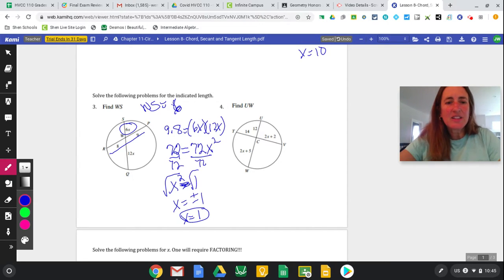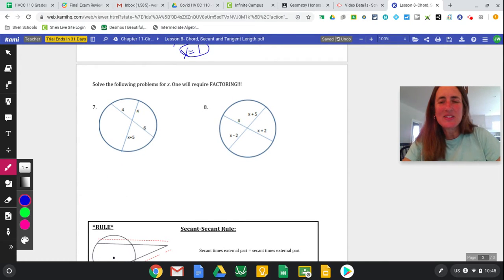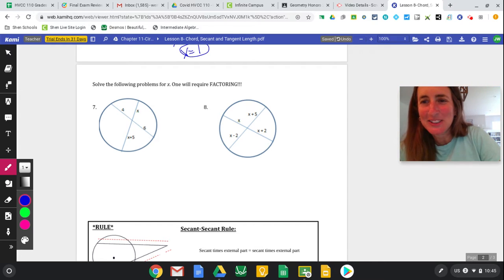Okay, let's go to the back because I now see where it says solve for x. We're going to do some factoring. I love a good factoring problem, folks. And there's nothing better than factoring while I'm having my coffee.